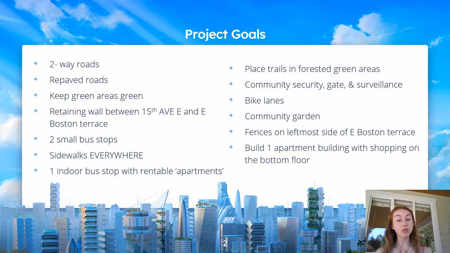I want to include two small bus stops and include sidewalks everywhere to make the city the most accessible that it can be. I want to include one indoor bus stop with rentable apartments, and I would also like to place trails and forested green areas for community enjoyment. I want to implement a community security gate and surveillance system, and I want bike lanes in the most places possible. I think a community garden could really benefit everyone, and fences on the leftmost side of East Boston Terrace can also protect the community and the walkability of the area.